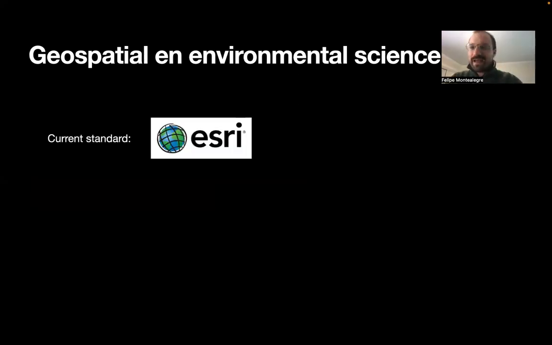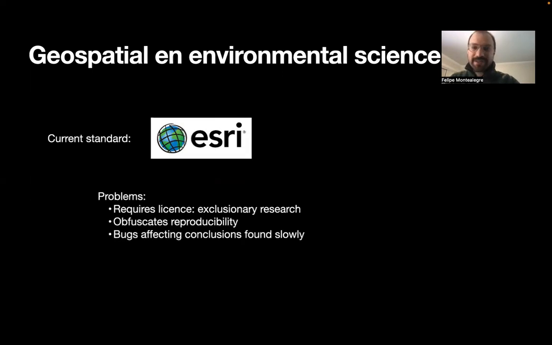As many of you might know, the current standard for ecologists and environmental scientists is to use licensed software, such as products from Esri, like ArcGIS. Of course, this has some drawbacks. For example, it makes research exclusionary. Only if your university has enough money for a license for Esri, which is pretty expensive, can you actually use and reproduce the results produced with these tools, which obfuscates reproducibility to a certain extent.